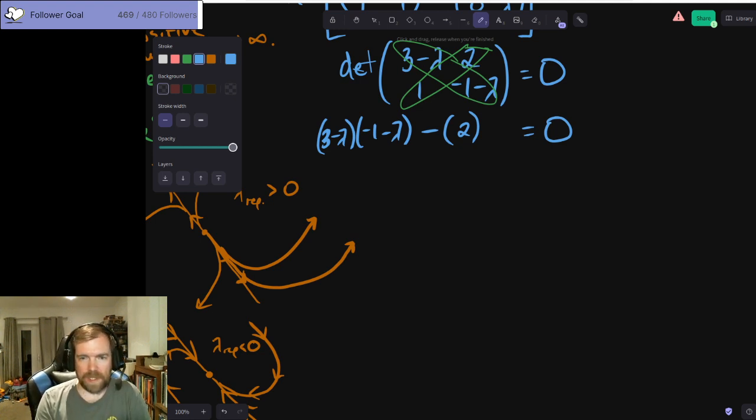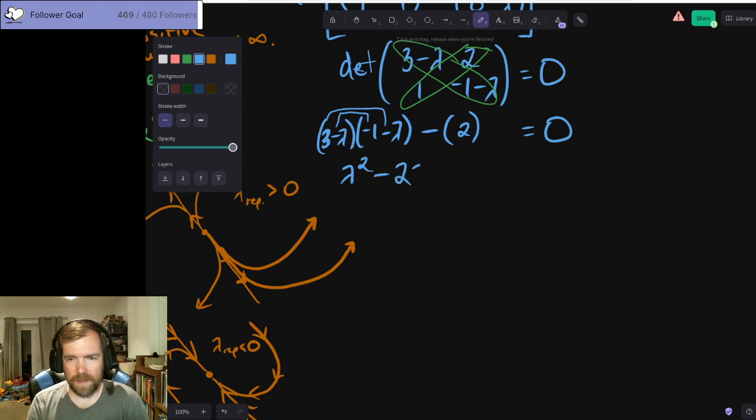Okay, so what do we get as the product? I'll get lambda squared minus 2 lambda, and then minus 5, I think. Negative 3 there and a positive 1 there, so negative 2 lambda. We get a negative 3 here and a negative 2 there, so minus 5 is equal to 0.